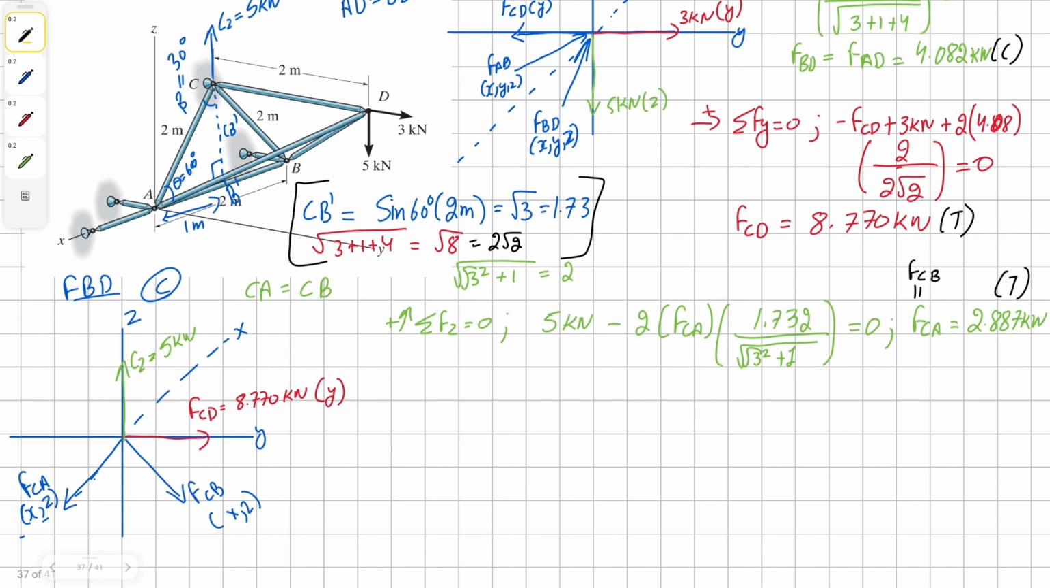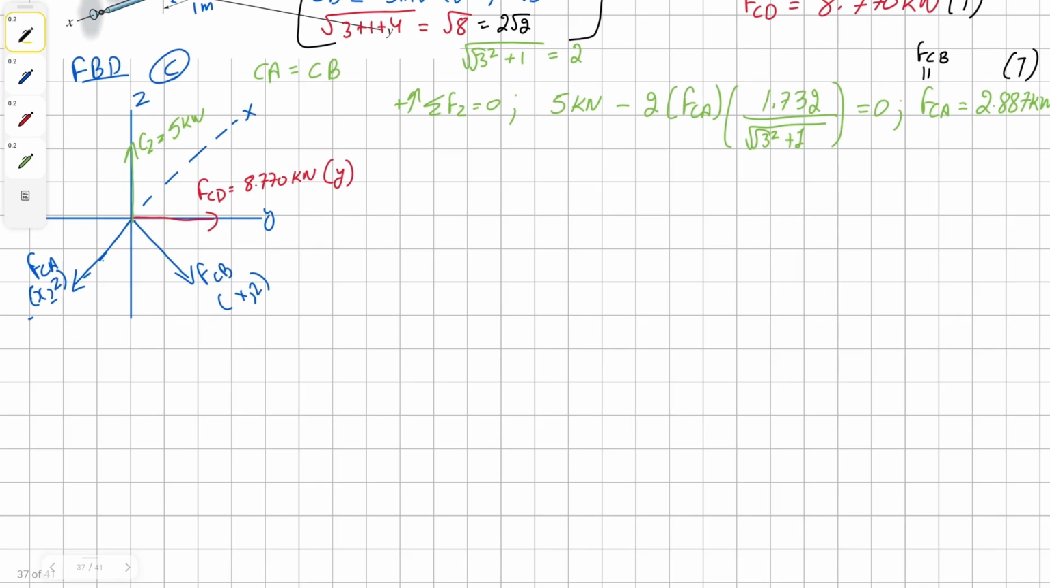Now let's see what we have found so far. We have found CD, we have found DA, we have found DB, we have found CA, we have found CB as well, and we're left with just the member AB.